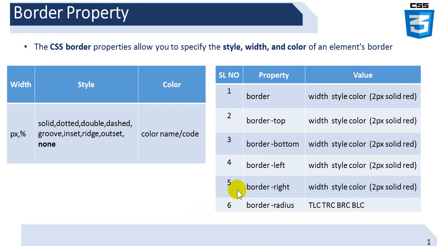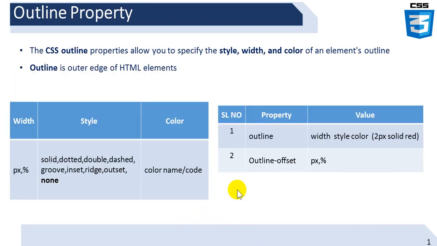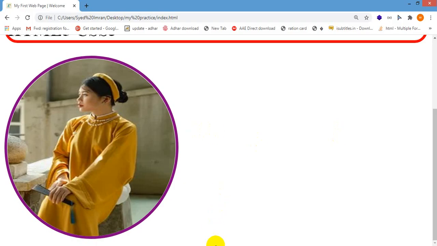Next we will move to the outline property, guys. It has the same kind of values as border. You can pass width, you can pass style. CSS outline properties allow you to specify the style, width and color of an element's outline. Outline is the outer edge of HTML elements. We have only two things: outline and outline offset. There is no outline radius, and no outline left, right, top, bottom.